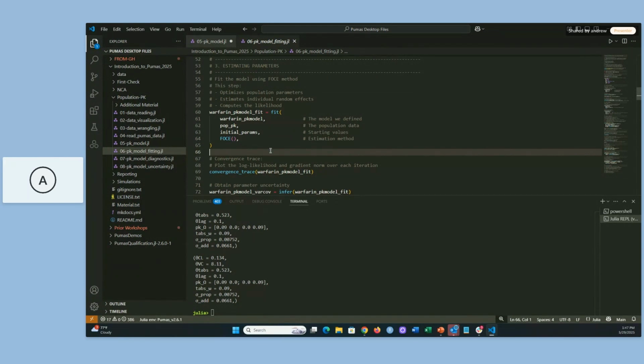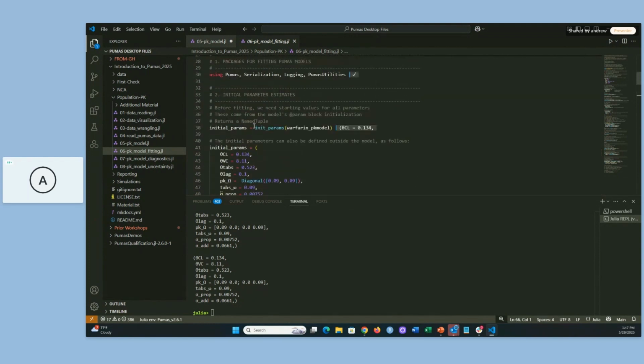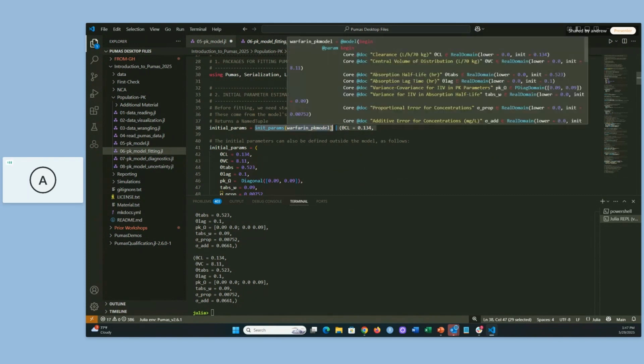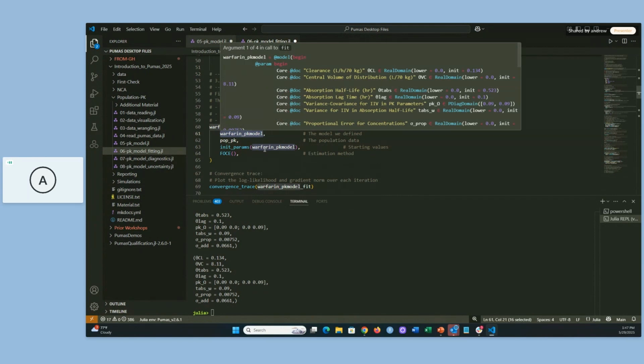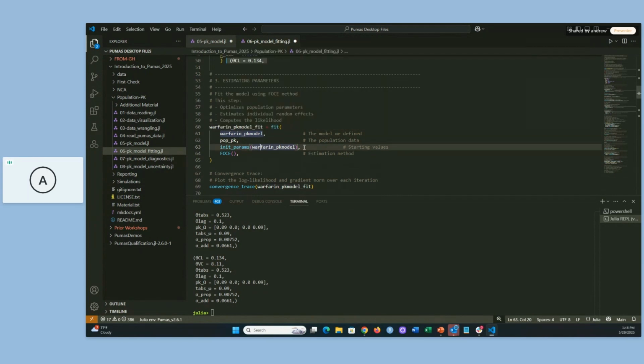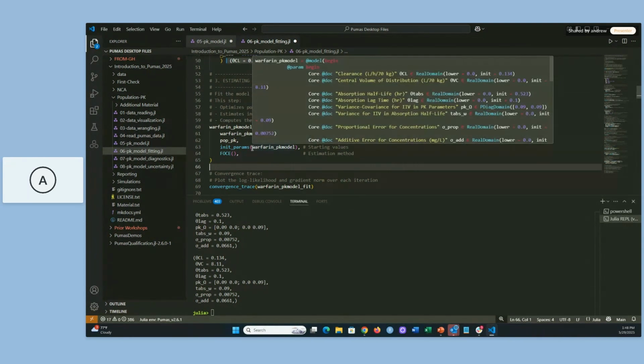So pop PK. We need to define what the initial estimates are. Whether you wrote out your own vector of initial estimates or you use the init params, you actually don't even need to call init params there. You can just have it set up where it's here, and that's nice and easy because this is the model. We're pulling the starting values from the initial parameters of the model. So that's just one way you can make things easier on yourself.